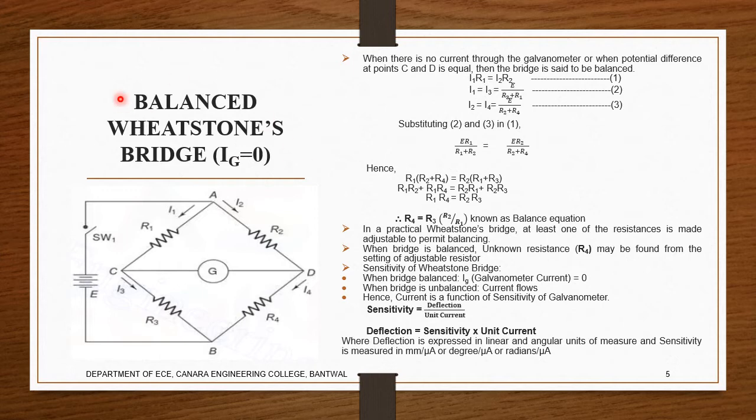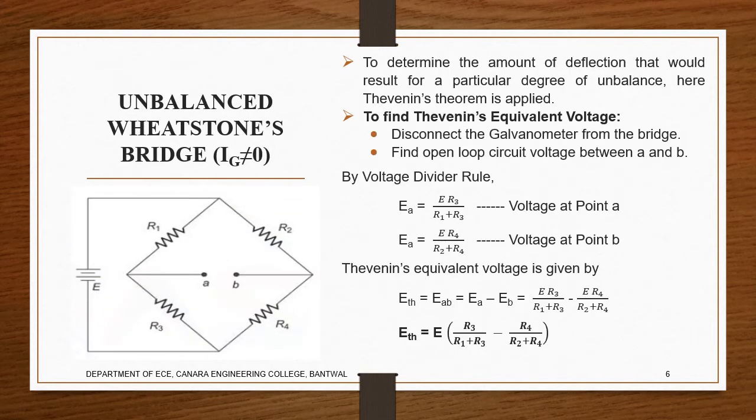Okay, this is all about the balanced Wheatstone bridge. Now we'll look into the unbalanced Wheatstone bridge. So what is this unbalanced? Here it is the same circuit, but there will be an amount of deflection for a particular degree of unbalance. Here we will be applying Thevenin's theorem, which we will study in detail in network theory. I will just go through some basics, and we'll discuss it while solving the problem.